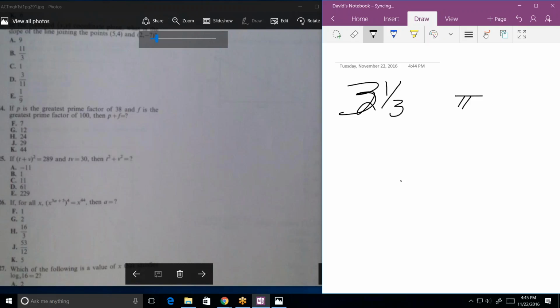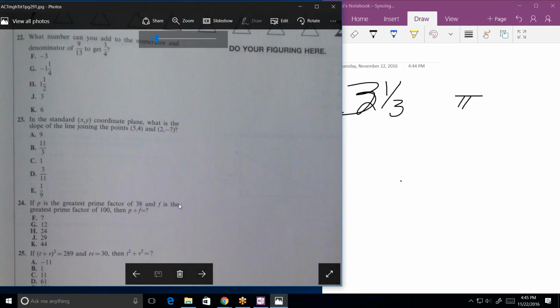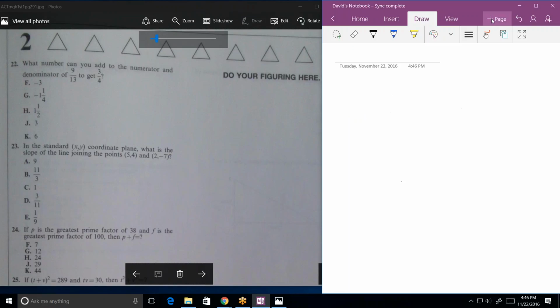All right. Hold on, let me show you the top question here. Let's see. Oh, we got another top one. What number can you add to the numerator and denominator of 9 over 13 to get 3/4? So, can you add to both of them?